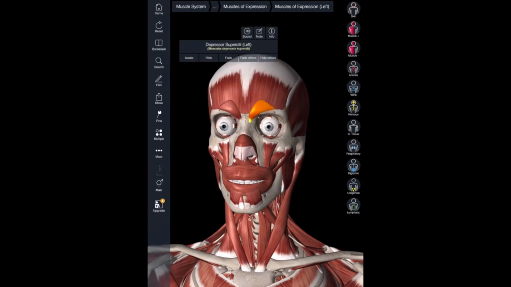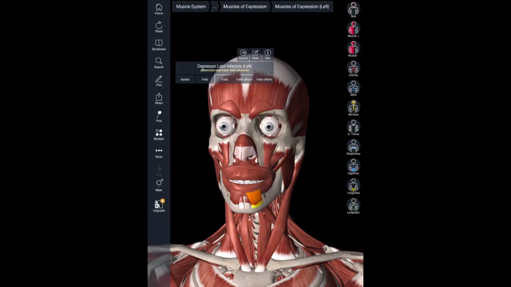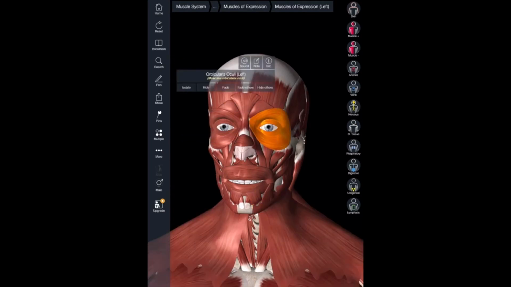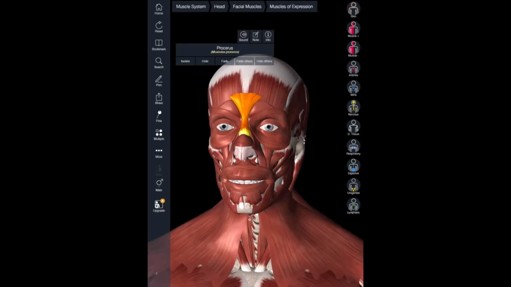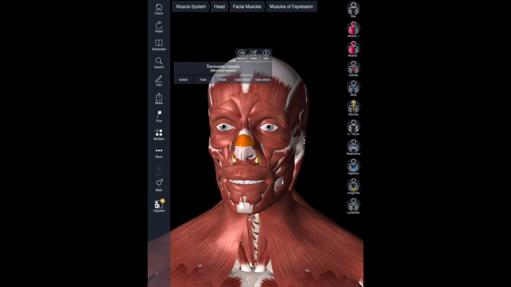Depressor supercilii. What else? Levator labii superioris, zygomaticus major, zygomaticus minor, depressor labii inferioris, orbicularis oculi, procerus. We already did nasalis. What else? We already did that. Let's see. Did we do that? Depressor labii inferioris.